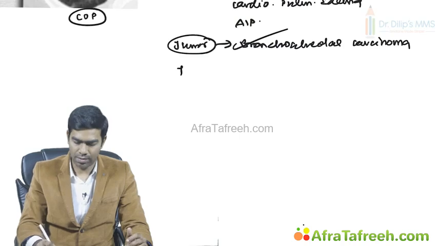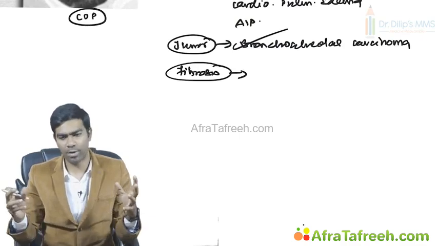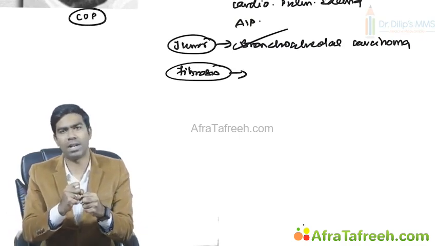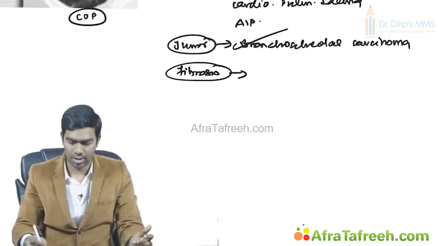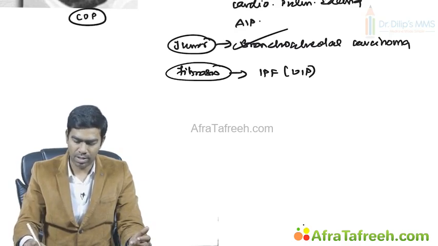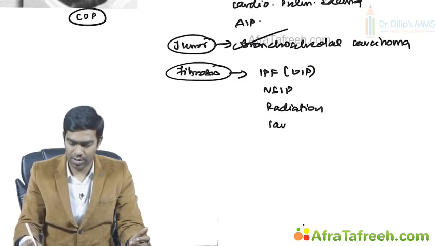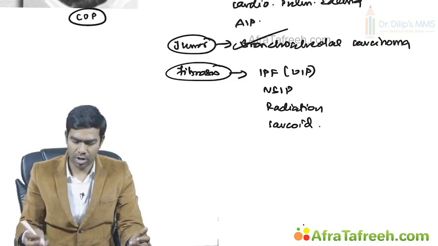Then you can get fibrosis, a fibrotic material. In late stages of fibrosis, the fibrotic material itself can completely fill up the alveoli, producing a consolidation-like appearance. It can happen with idiopathic pulmonary fibrosis, that is UIP. It can happen with certain NSIP features. It can happen with radiation-induced fibrosis, or you can even get it with sarcoid patients or some other material.